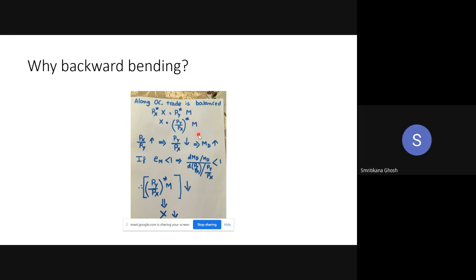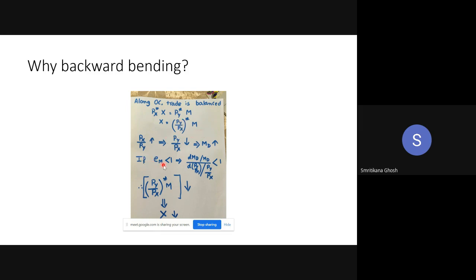Yes, ma'am. Now the question is when it will happen. So we can understand why export can fall, but we need this answer more precisely. So now the question is why it will happen. Why will Py by Px fall more than the increase in M? The reason is here: if import demand is inelastic in nature. Look, Py by Px is the relative price of import, and M is also my import. So in my right hand side, everything is in terms of import.